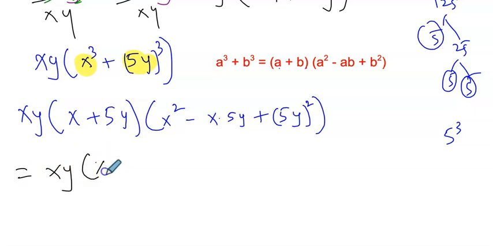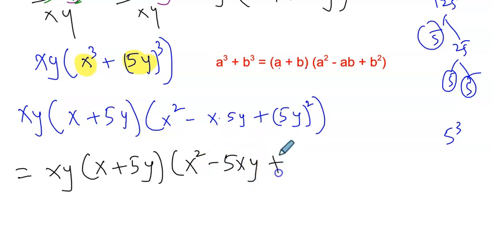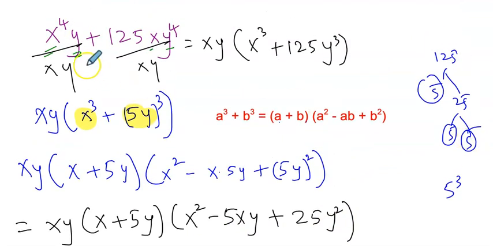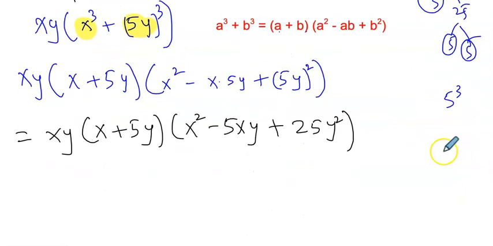xy times x plus 5y times x square. X times 5y is 5xy plus 5y square. 5 times 5, 25, right? Y times y, y square. That's all. These are the factors of that expression, x to the 4 y plus 125 x y to the 4th power.